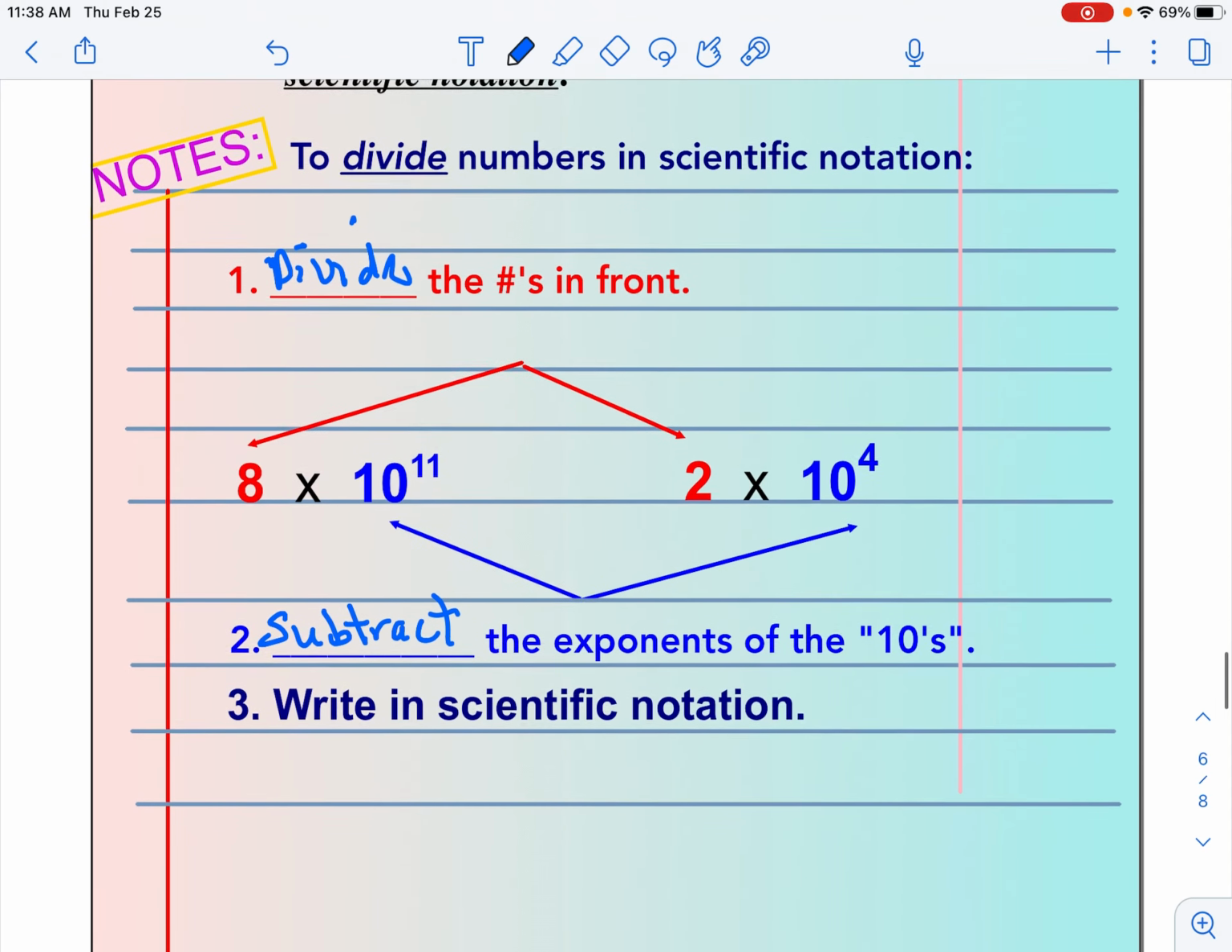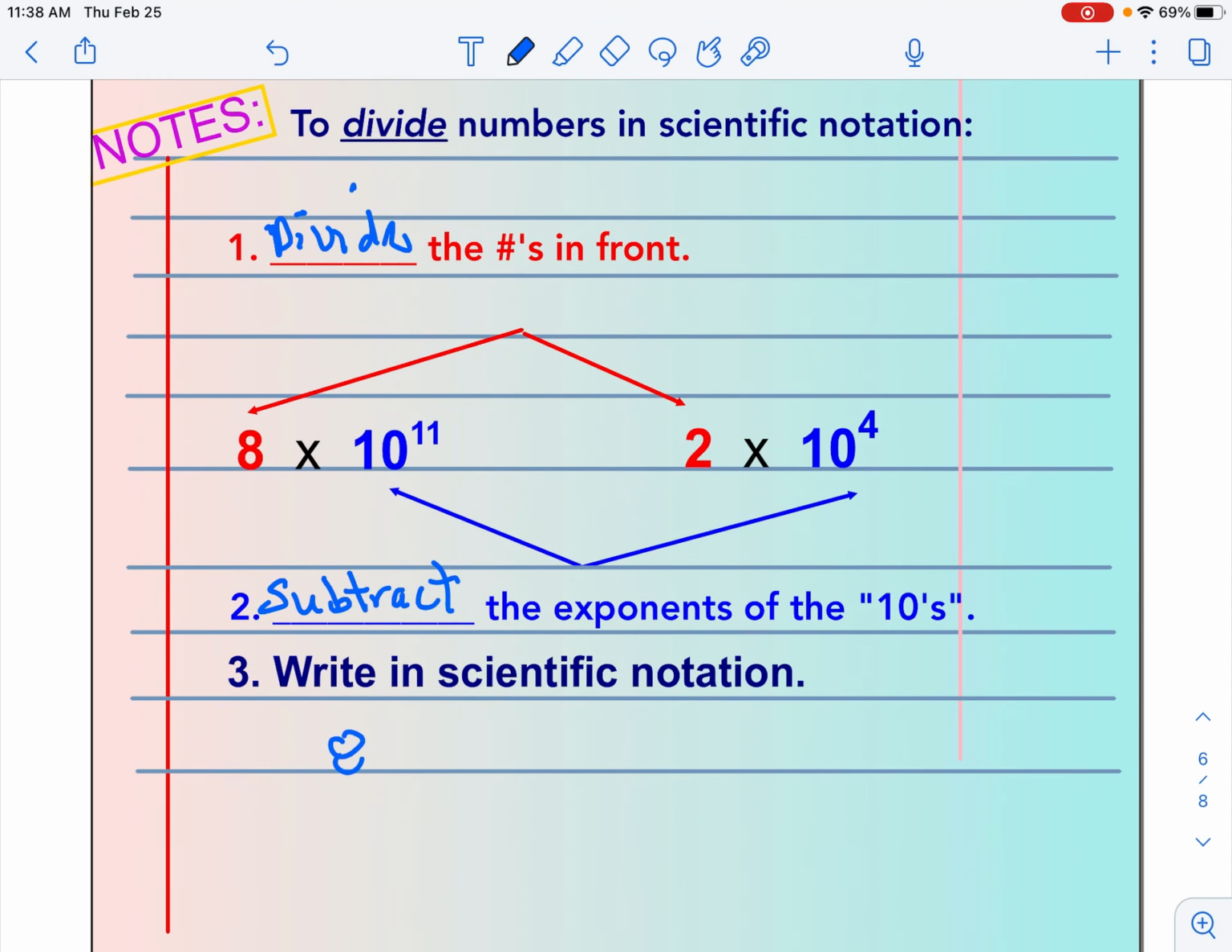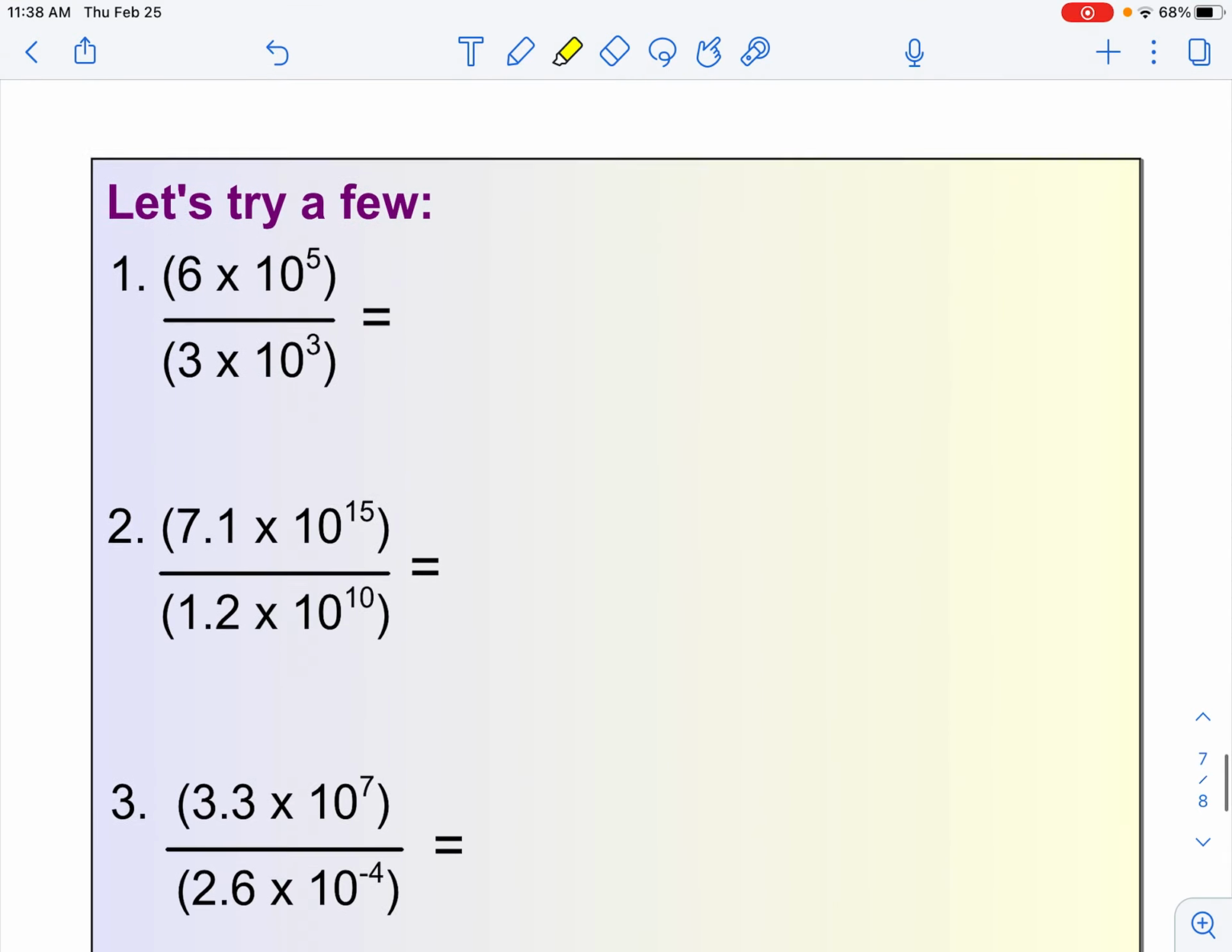the exponents. And another way we could write this is 8 times 10 to the 11th divided by 2 times 10 to the 4th. And now maybe that makes it a little bit clear the reason why we're going to divide this like a fraction. And that would give us 4 times, and then again, we're going to subtract those exponents to get 10 to the 7th power. All right, let's try a few.